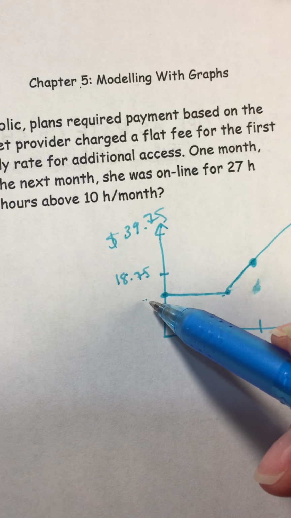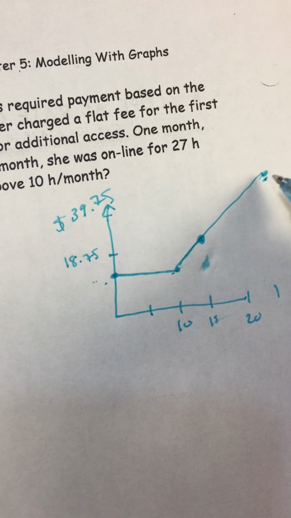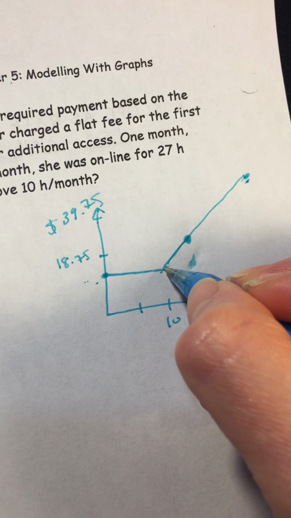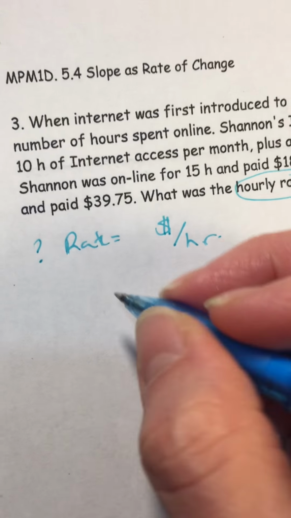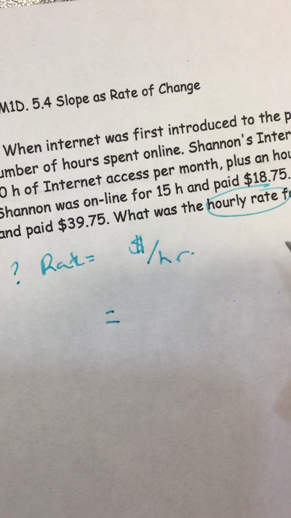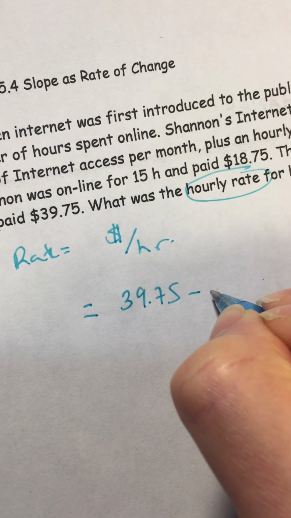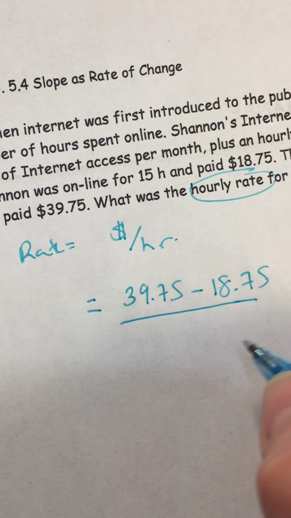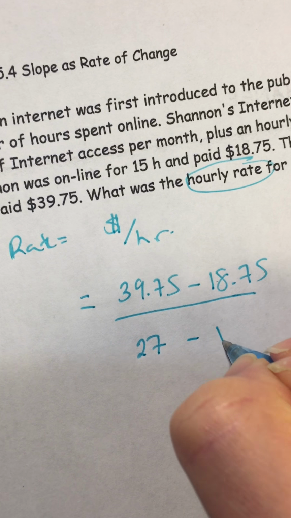So we don't really care what we're paying for the flat fee. We want to know what this rate is. What's the rate of increase of this line? That's just the slope of this line. So all we need to find the slope are 2 points. And we have 2 points. So the rate is going to be the difference in the prices that she paid, so $39.75 subtract $18.75, over the difference in the hours that she had service for, 27 hours subtract 15 hours.